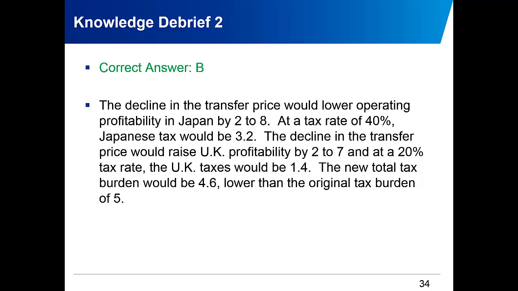Well, the correct answer in our example is answer B, that the decline in the transfer price is going to lower operating profitability in Japan by 2, so now profitability is going to go down to 8. And it'll have an opposite effect in the UK. Remember, as we've talked about, the operating profitability consolidated would be the same. But in the UK, with its lower tax rate, it's going to change its taxes to 1.4. So the new total tax burden will be 4.6, which is lower than what the original case was with a tax burden of 5. Those are a lot of numbers. Let's go through them one by one now and take a look at what would happen.